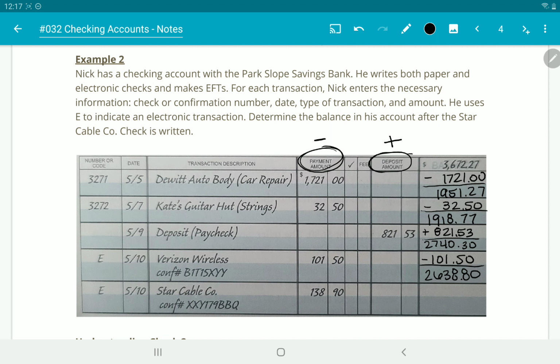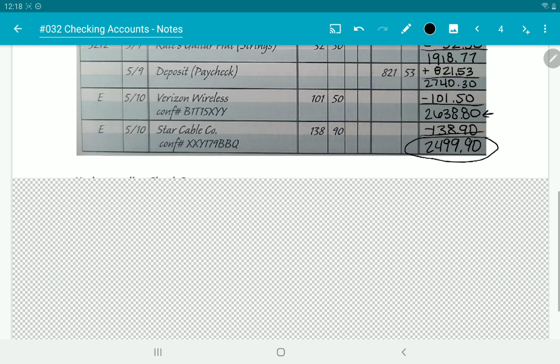And then lastly, they paid the Star Cable Company online, and they paid them $138.90, and we're subtracting it because, again, they paid it, so they are taking it out of the account. If we take this $2,638.80 and subtract the $138.90, we are going to get $2,499.90. And so that's going to be the balance in their account after they finished writing this check. So again, if it's in the payment part, you're going to subtract it from the amount in your account. If it's in the deposit column, you're going to add it to your account.